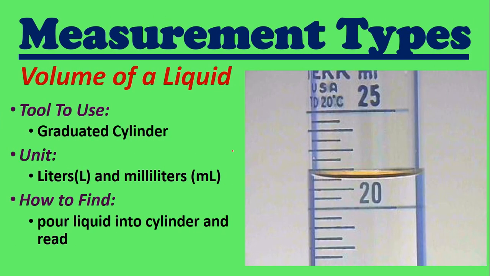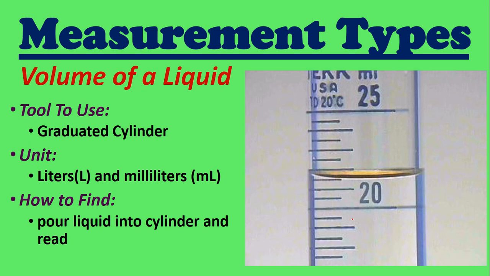So measurement volume of a liquid. How do you find the volume of a liquid? Well, we're going to use a graduated cylinder. And the SI unit is going to be liters or milliliters. How you find it, you take your liquid, you pour it in the cylinder, and you read the level. So if we look here, I have a graduated cylinder in this picture, and it has a measurement of liquid in it.